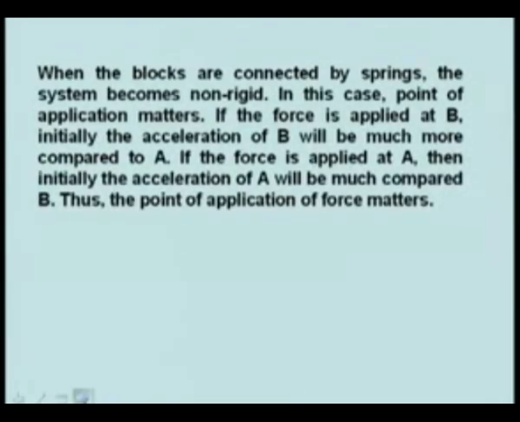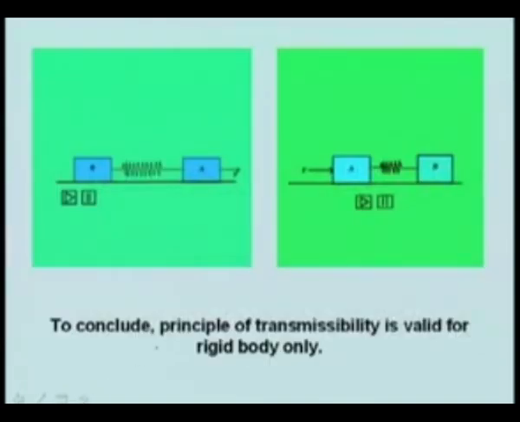If the blocks are connected by springs, then the system becomes non-rigid. In this case, if I apply a force F, then first the block A will start moving, and after the spring has stressed sufficiently, then the block B will also move. On the other hand, if we apply the force on this object like this, then first this block will move, then after that the other block.